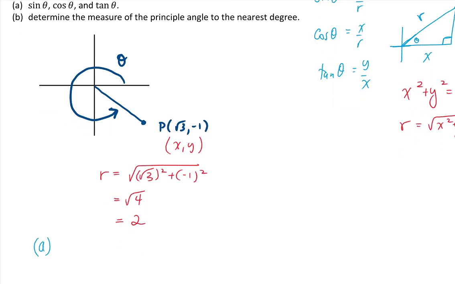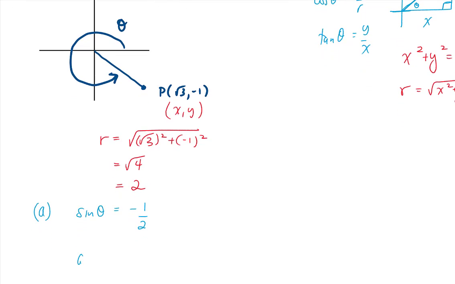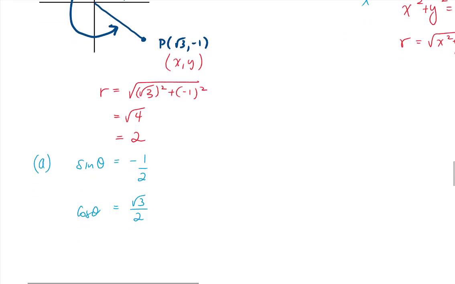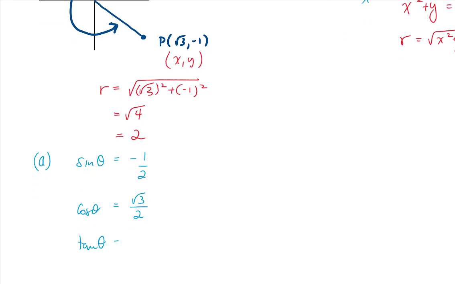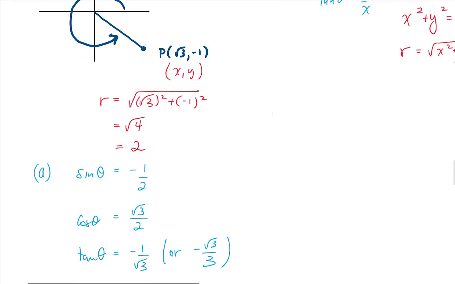So for part A, the sine of this angle is equal to, remember it is y over r, so it's negative 1 over 2, because y is negative. Cosine of theta, well that's x over r, root 3 over 2, and tan of theta is y over x, so that's negative 1 over the square root of 3. Or we can write it as negative root 3 over 3. So let's go to part B.